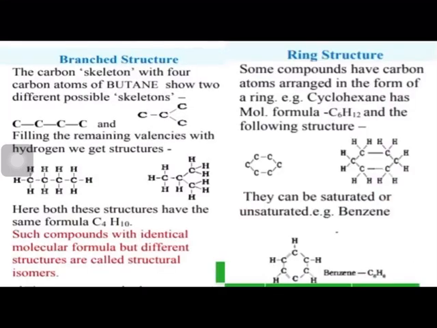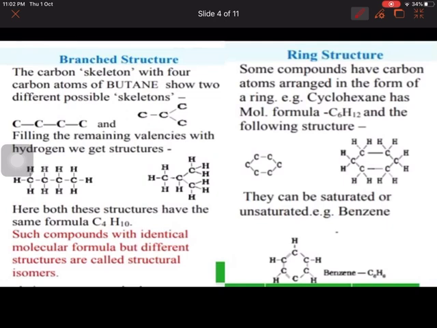When we say branch structures and ring structures, branch structures are actually about isomers or isomerism, in which the compounds have the same molecular formula but different structures. You can see in butane there are 4 carbons and here also 4, but structurally they are different. Such cases are known as isomeric forms. We can say butane has 2 isomeric forms.